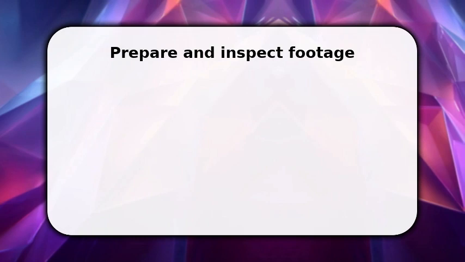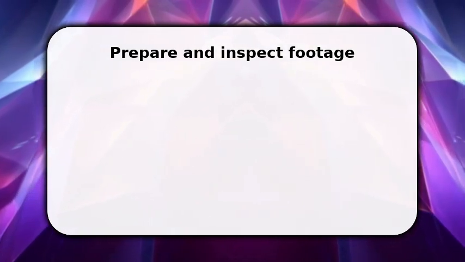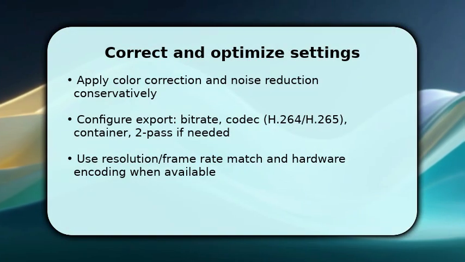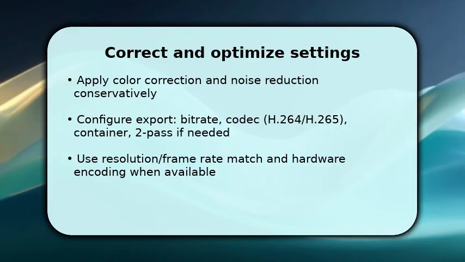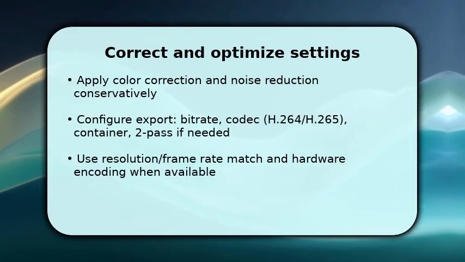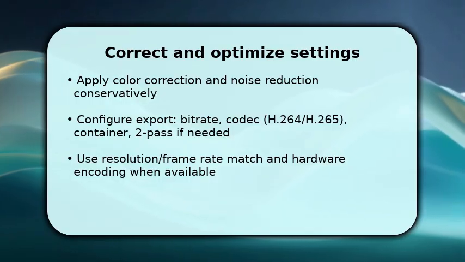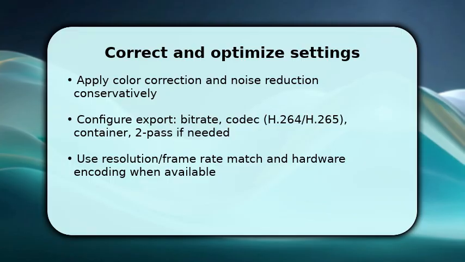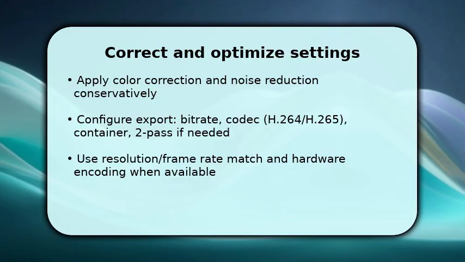Now you optimize and correct. First, apply gentle color grading and denoising. Heavy filters destroy detail. Then set export parameters. Choose codec H.264 or H.265. Pick a target bitrate or VBR 2-pass for consistent quality, and match source resolution and frame rate to avoid scaling artifacts. Once configured, enable hardware encoding if reliable, and preview short.